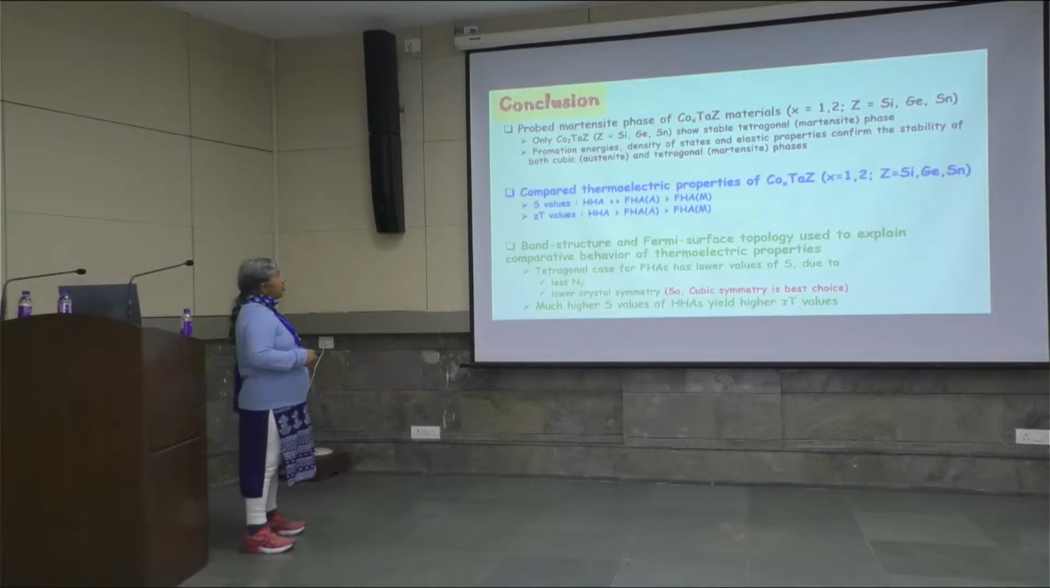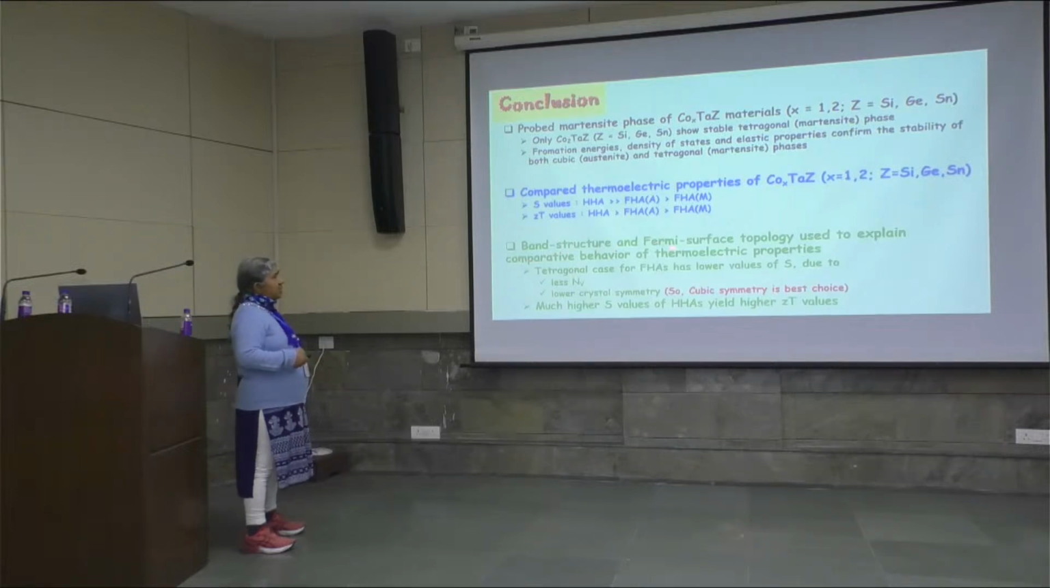So I come to the conclusion. We probed the martensite phase; for these materials with x equal to 1, all show a stable tetragonal phase. All the full Heusler formation energy, density of states and elastic properties confirm the stability of the cubic and tetragonal phases, and the density of states indicates why the austenite phase will be less stable compared to the martensite phase at lower temperature. And then we compared the thermoelectric properties. Just to reiterate, S values of HHA are greater than FHA in the A phase, greater than FHA in the M phase, and the ZT values follow the same trend.